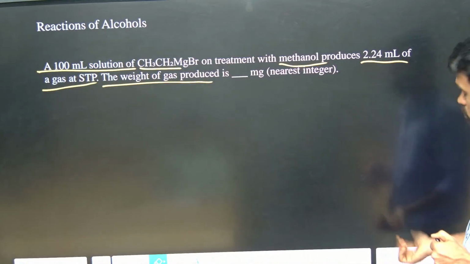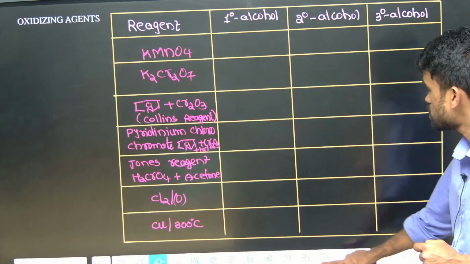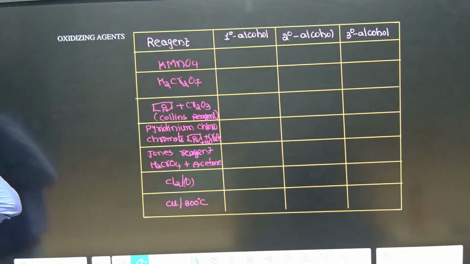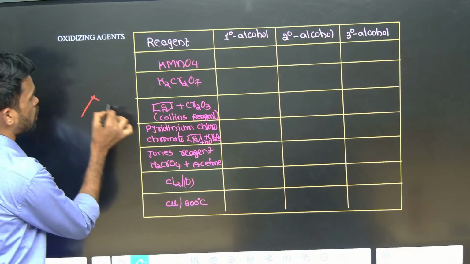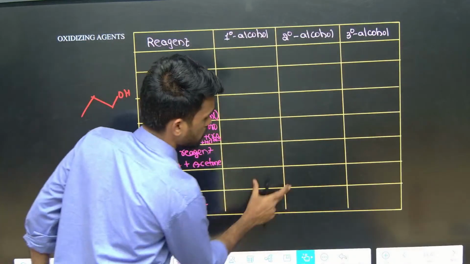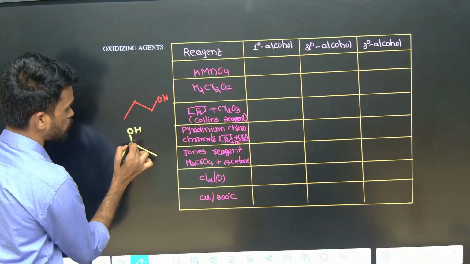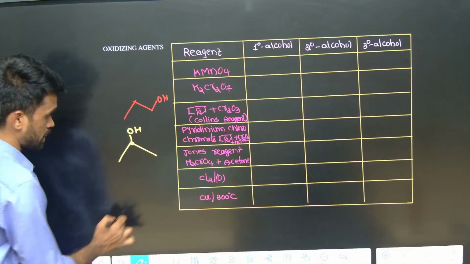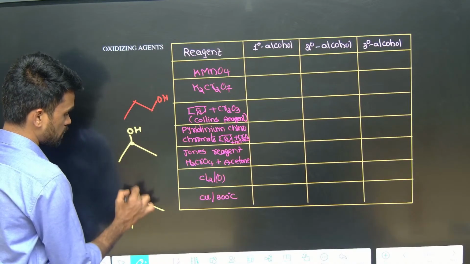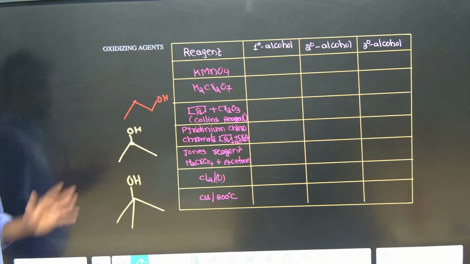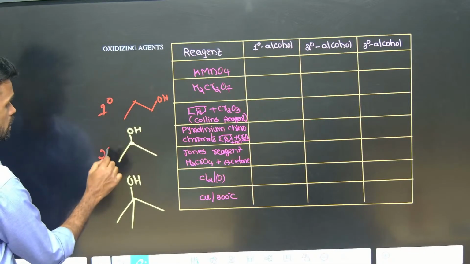Okay, right. Next one here is oxidizing agents. Now we know alcohols are of different types. What are the different types of alcohols we have? See, a primary alcohol we can write like this. A secondary alcohol means the OH group is attached to a carbon that contains two other carbons at least. And tertiary means the OH-containing carbon is surrounded by three other carbons like this. This is primary, secondary and tertiary.